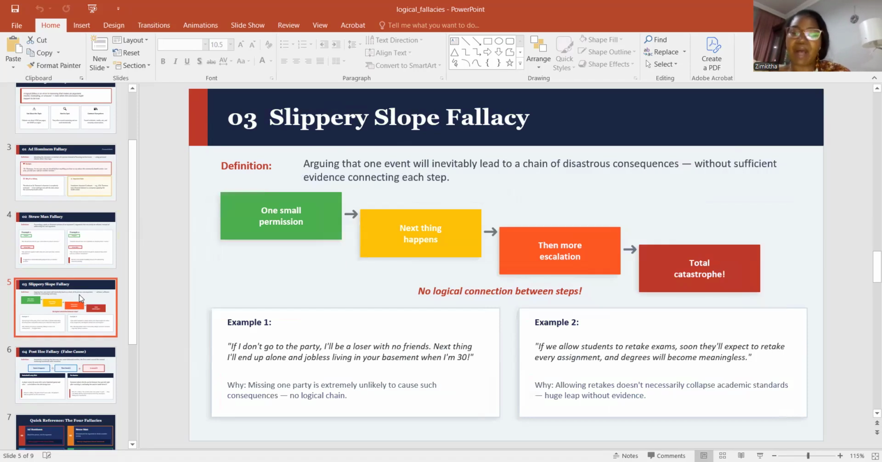Then the other one we talked about was the slippery slope. It's by saying that one small position or one small thing will lead to various steps of events and then become disastrous. Okay. And it's pretty extreme. It's saying that, well, if we allow students to retake exams soon, they will expect to retake every assignment and the degrees will become meaningless. So the whole idea is that it happens step by step and the result is always very catastrophic. It's always very extreme. That is a slippery slope.